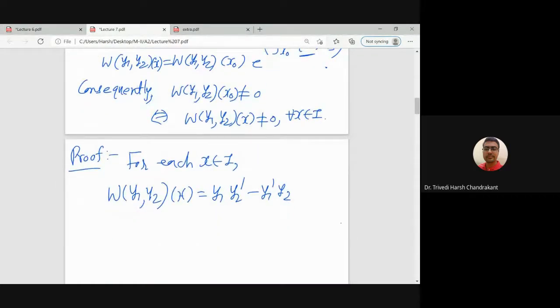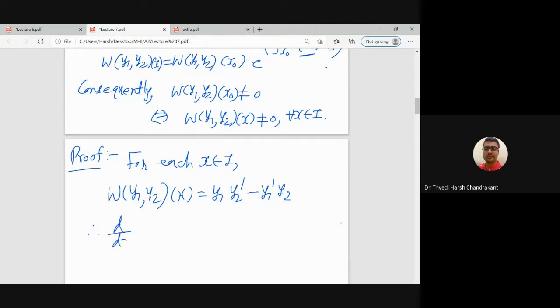Every time, I may forget to write y1 of x. So simply we'll write quickly y1 y2 dash minus y1 dash y2, and we'll keep in mind that y1, y2 and y1 dash, y2 dash are functions. Now let us differentiate this formula.